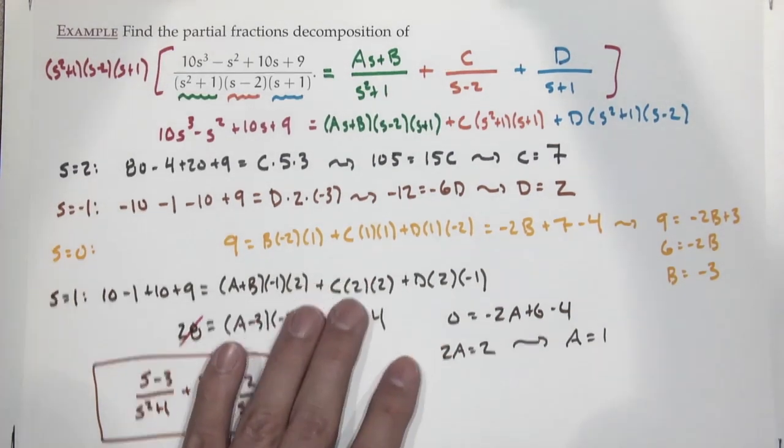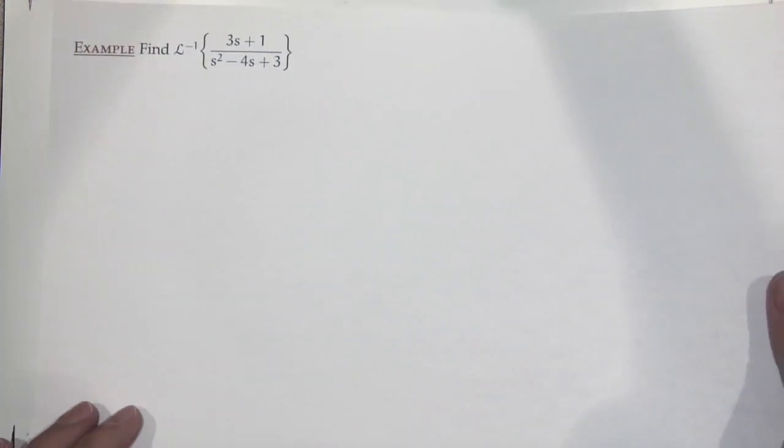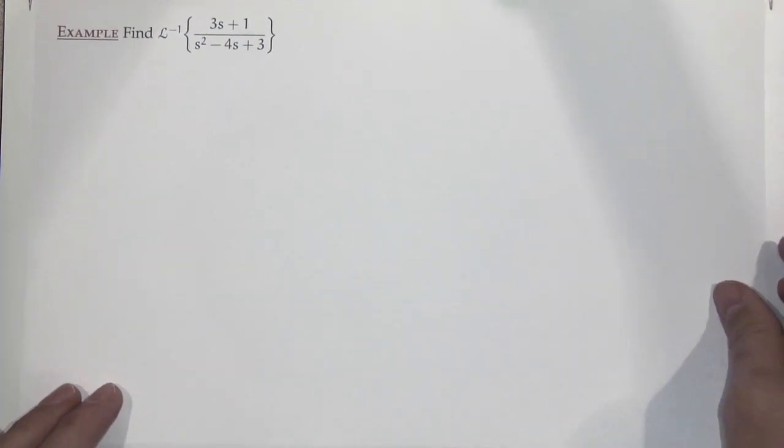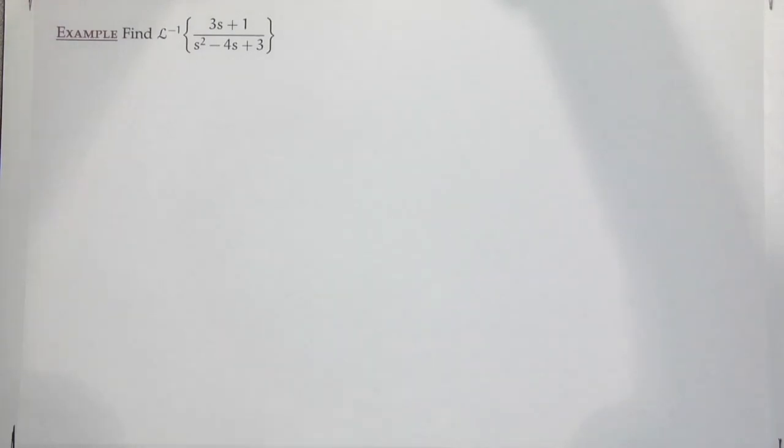Well, great. In that case, let's combine these two ideas and find the inverse Laplace transform of 3s plus 1 over s squared minus 4s plus 3. So the combined ideas means like the process of solving a differential equation. We might encounter this.